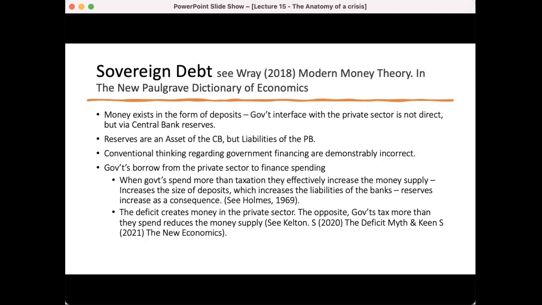Governments interface with the private sector in a non-direct way, but they have to do it through the central bank and the central bank's reserves. Now, the central bank is a central player in this particular relationship. Governments have an account with the central bank. All of the banks have accounts also with the central banks.